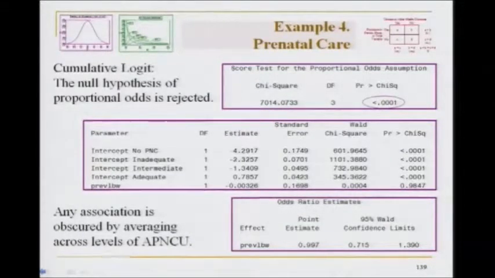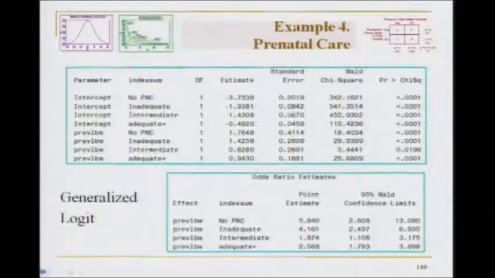so just for the heck of it, even though we know it's wrong, here are the results from cumulative logit, where you get one point estimate, which is basically at the null. You get all these intercept terms, but one slope, one beta coefficient for the effect of previous low birth weight. And then here are the generalized logit results.